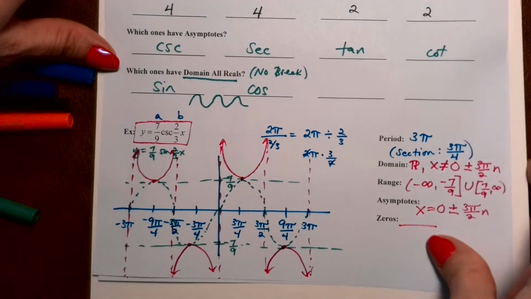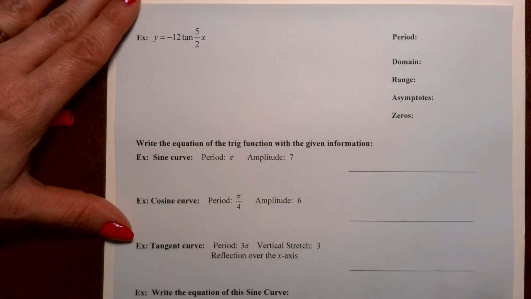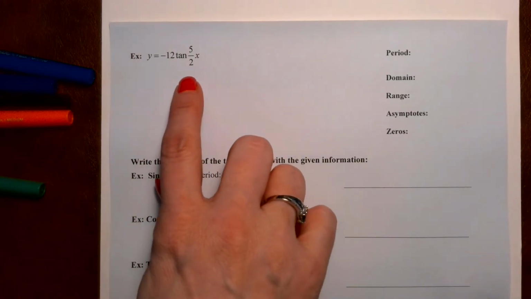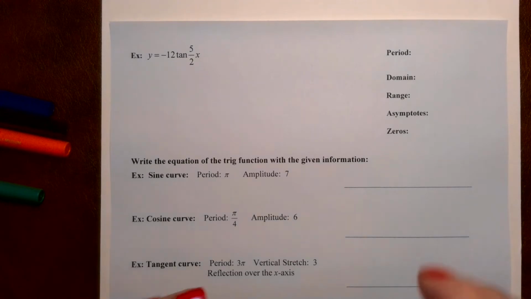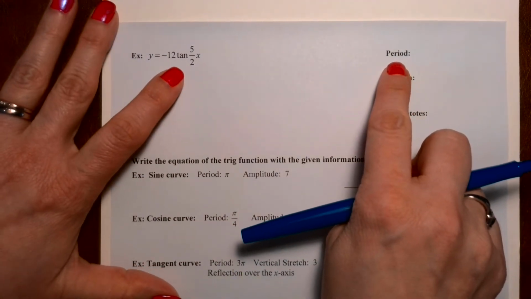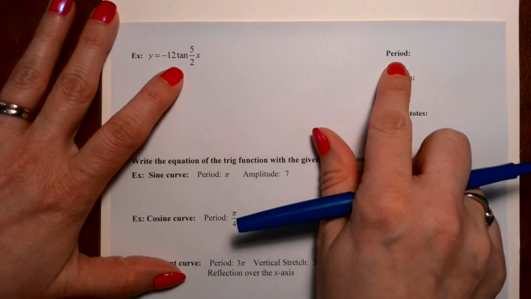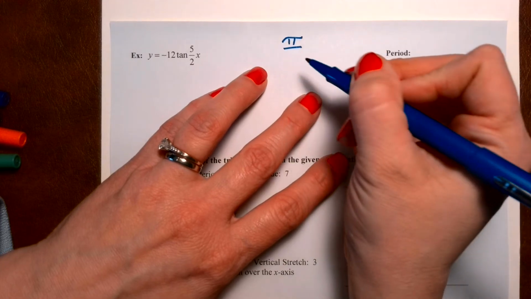All right, let's keep going. Let's review how to graph a tangent. The first thing we always start off with is the period. What is the formula for calculating period for a tangent graph? That's right, it's going to be pi divided by the b.